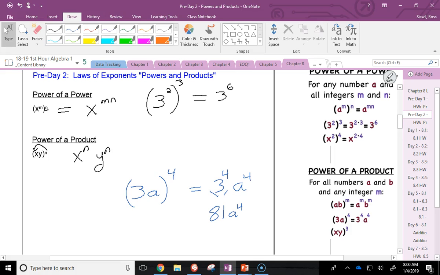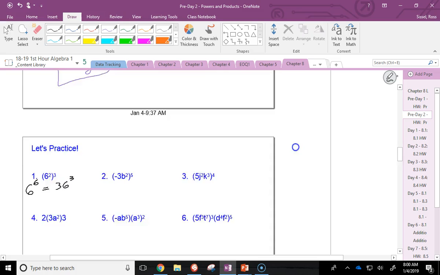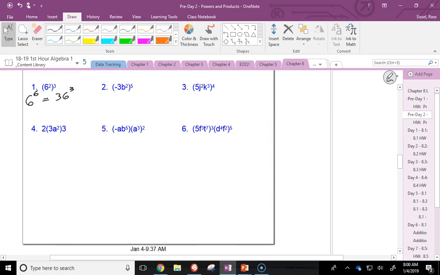So if I'm going to be having this and saying 6 to the 6th or 36 to the 3rd, well, 6 to the 6th is easier. It's a smaller number. We just have the bigger exponent, even though they come out to the same final answer.